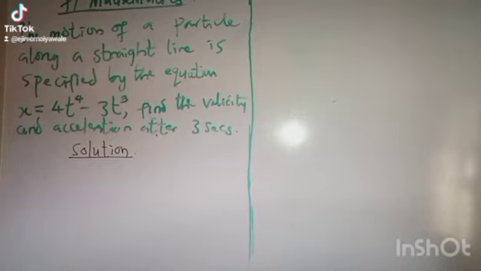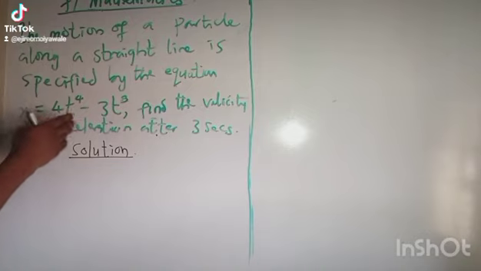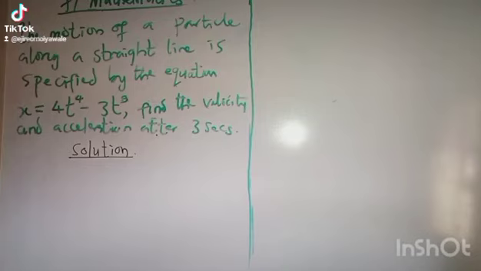Today we have a question on application of differential calculus. This is actually motion on rectilinear motion, or motion on a straight line, and it reads thus: the motion of a particle along a straight line is specified by the equation x equals 4t^4 minus 3t^3. It says to find the velocity and acceleration after 3 seconds. This x here is distance.